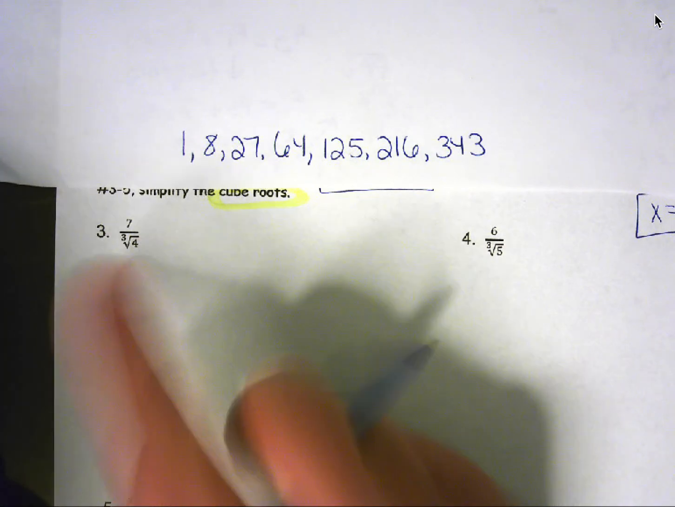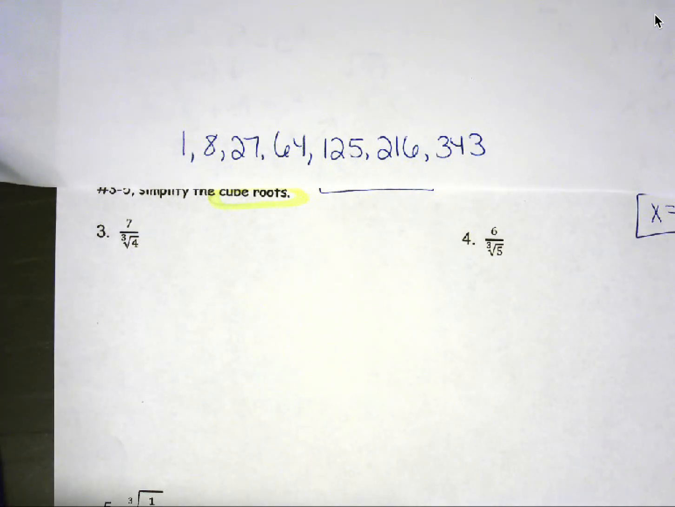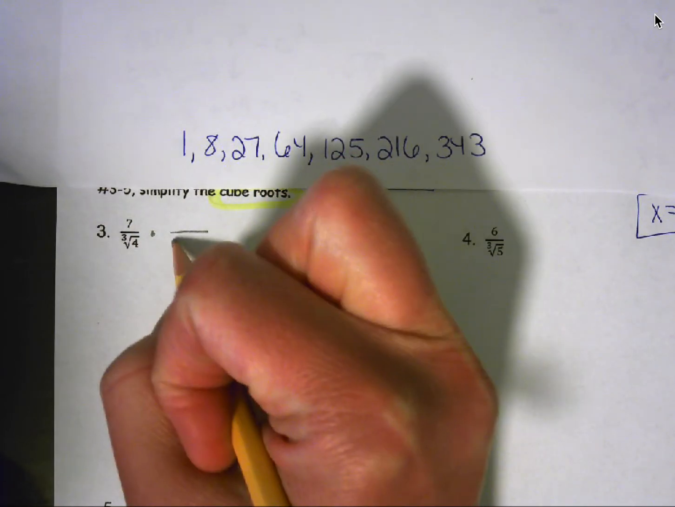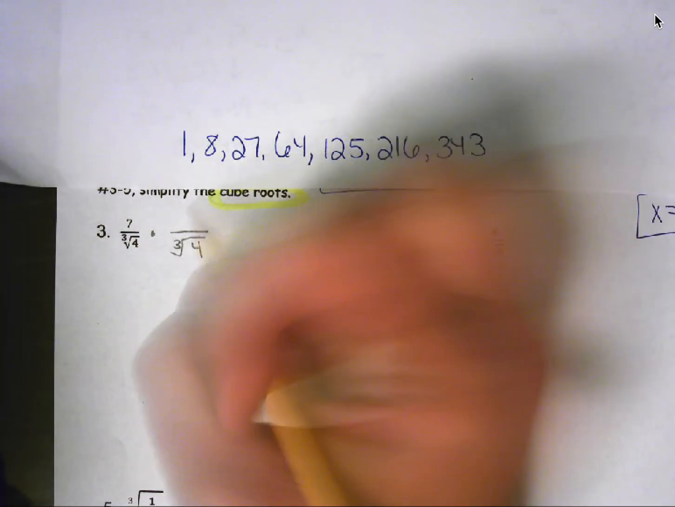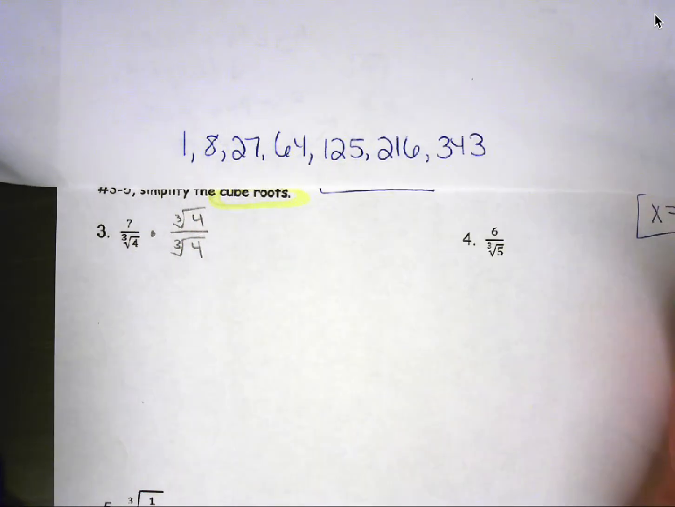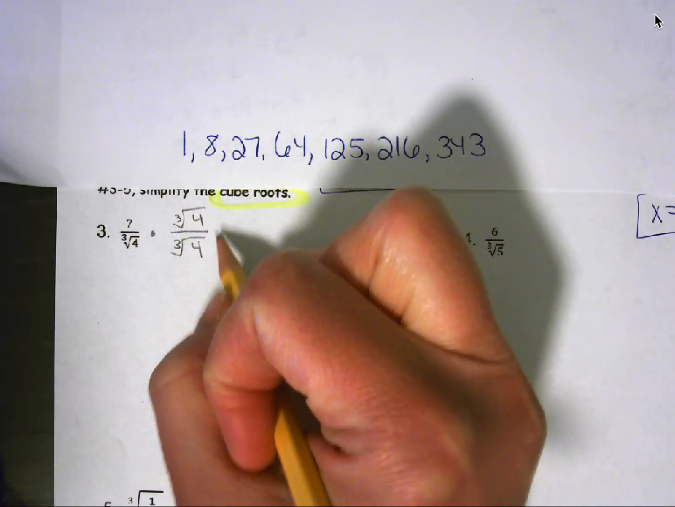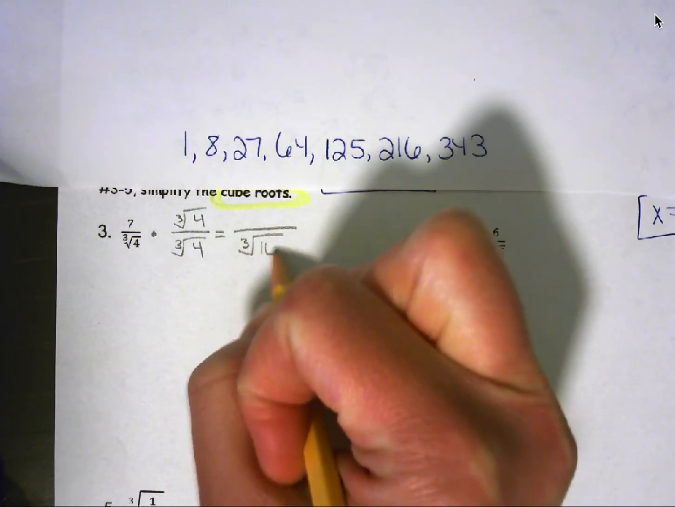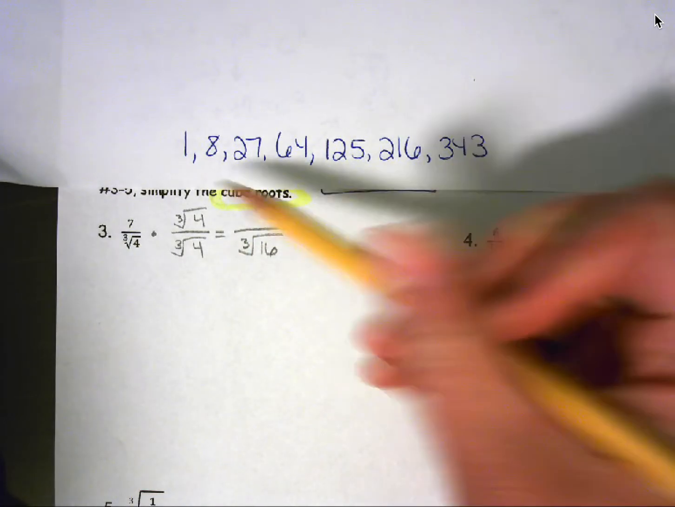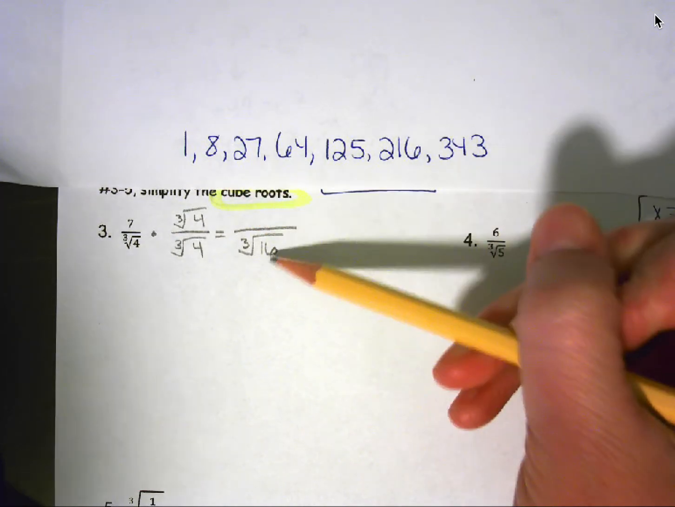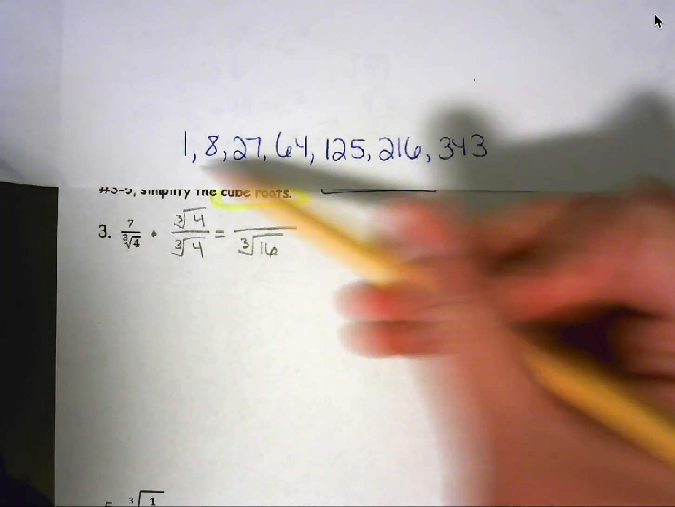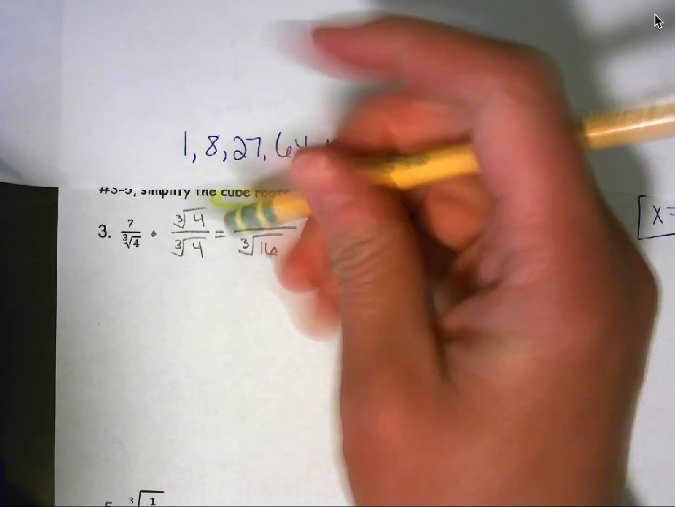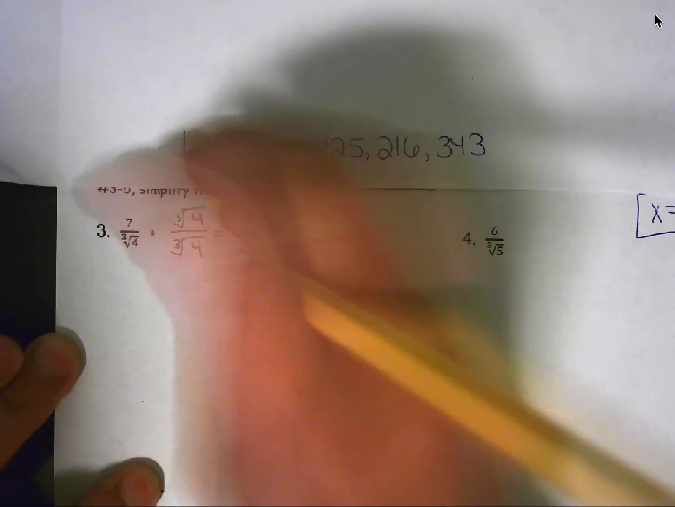The problem here, and I'm switching to a pencil, is if we try to do our typical rationalizing like this, when we multiply on the bottom, we're going to get the cube root of 16. Look at my list up here. Is 16 a perfect cube? And the answer is no. So cubes are a little bit tricky.